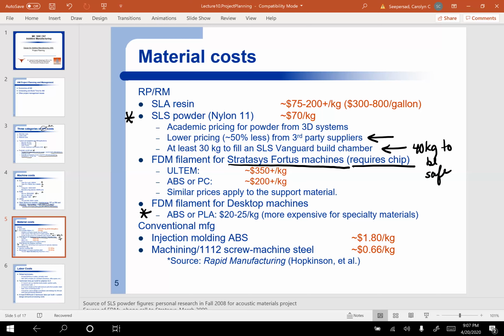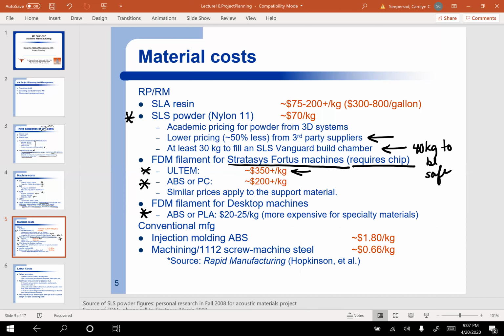And so there, you're paying a huge premium in many cases for the materials that you're using because you have to buy it from Stratasys. Last time I checked, it was pretty pricey. Ultem in particular is a high-grade, high-strength aerospace-grade material, so that definitely comes with a premium per kilogram.